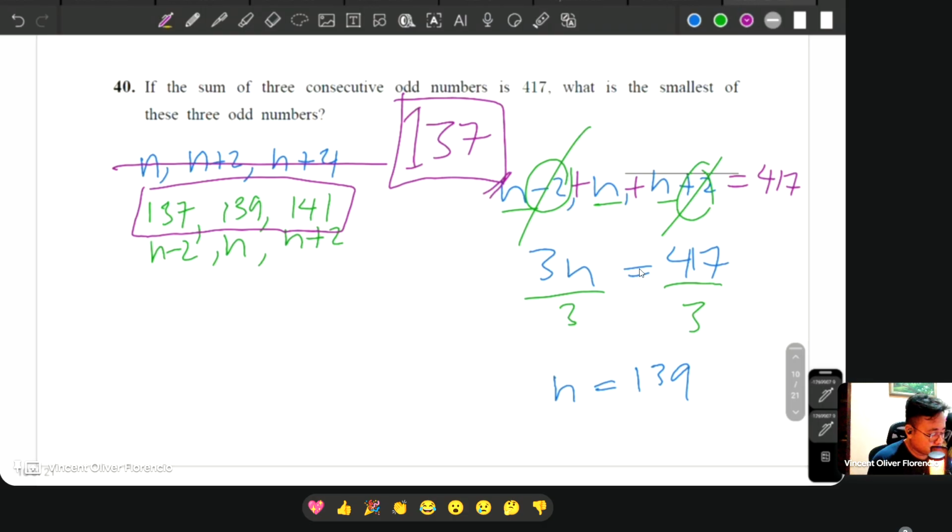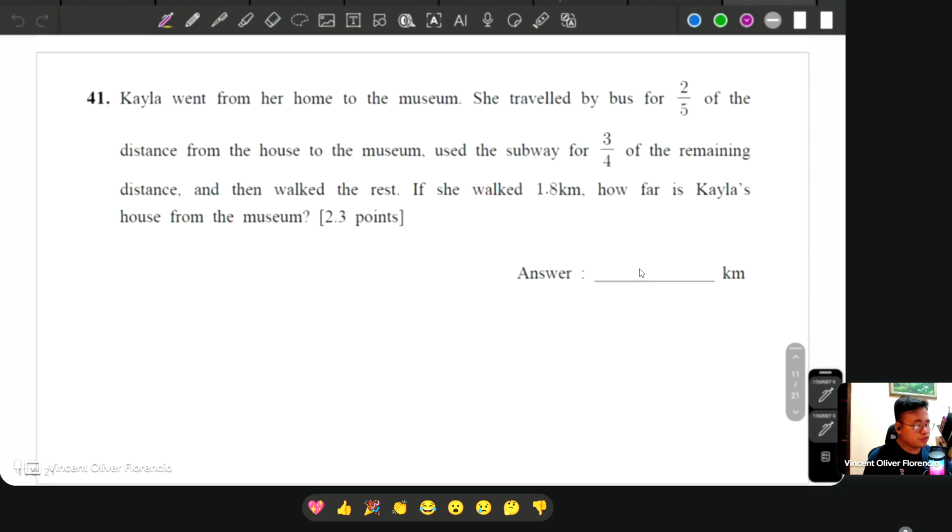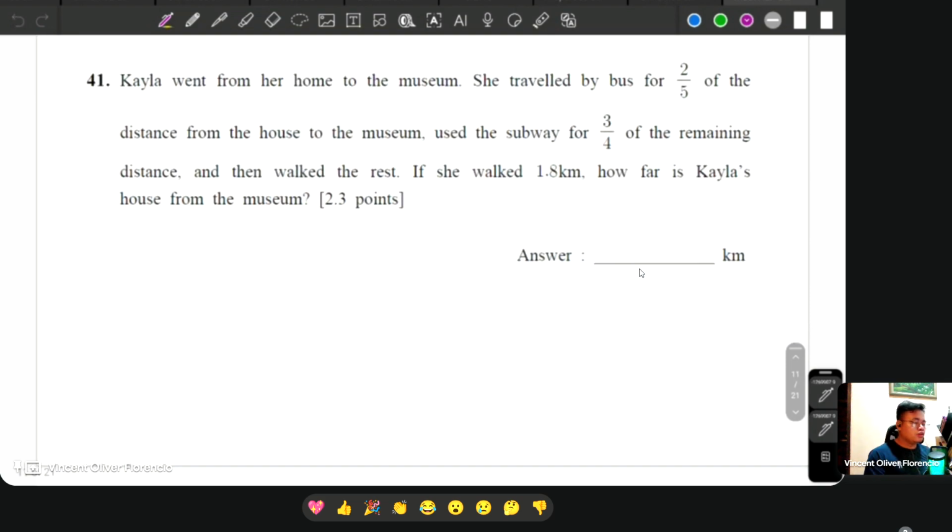Next, 41. Okay, read it first on your own. Okay, so I hope you're able to understand the problem already. Again, you can pause first, but let's answer already.